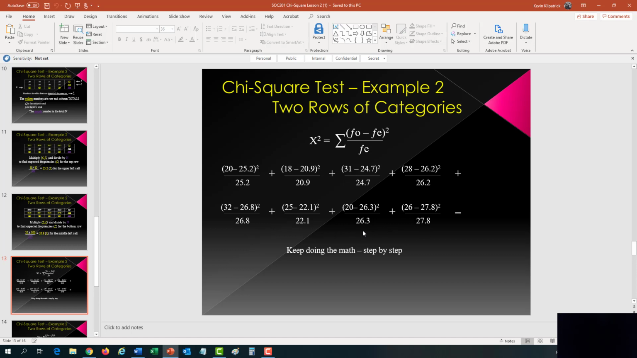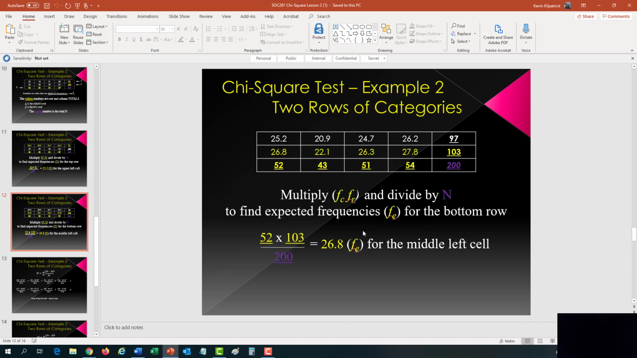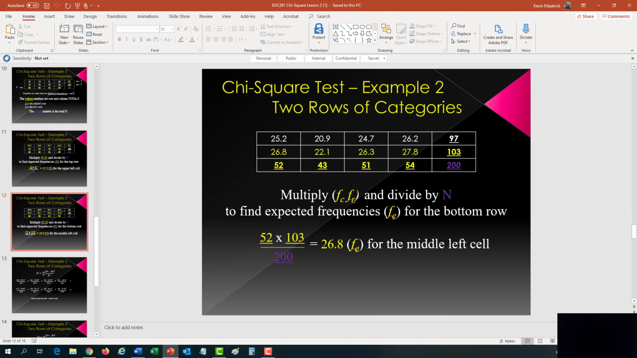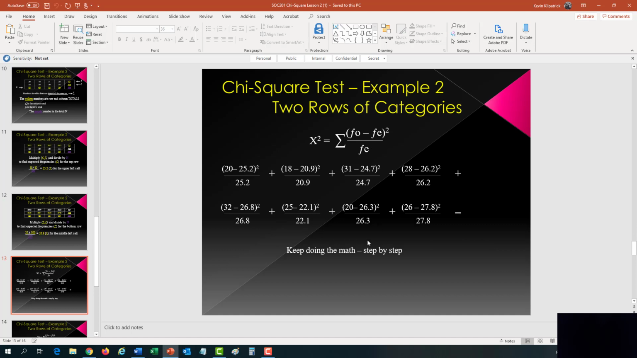Okay, what about this one here? 20 minus 26.3. Well, remember, in the original table, 20 was the observed frequency in the third cell of the bottom row. And when I calculated the expected frequencies, 26.3 was the expected frequency in the third cell in the bottom row. So here you have those two numbers. 20 minus 26.3, square that result, and divide by 26.3.